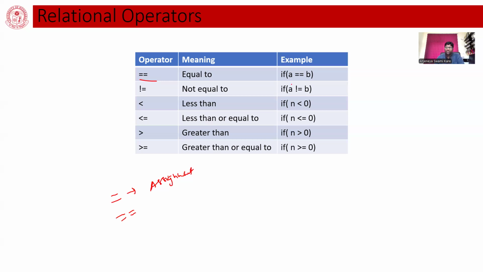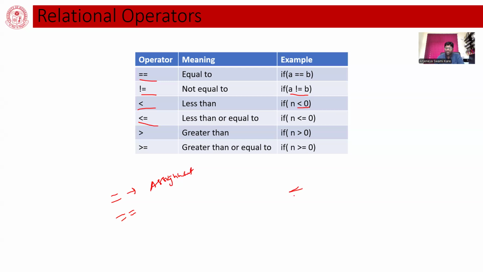Double equal to. So we can say something like if a == b, it means that the condition will be true if a and b have the same value. Not equal to is like this. This is the not equal to symbol. This condition will be true if a and b have different values. Less than is the symbol, we know that. Less than or equal to is the symbol.